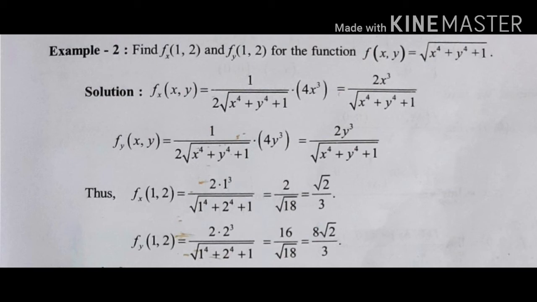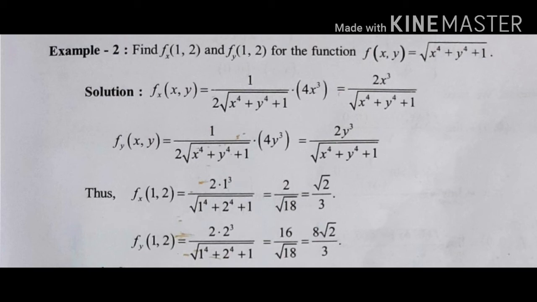So this function is of two variables x and y. First we have to find fx(x, y), and fx(x, y) is equal to what? Derivative of this function. So derivative of the function is 1 by 2 root over x to the power 4 plus y to the power 4 plus 1, into 4x cube. We arrange it: 2x cube by root over x to the power 4 plus y to the power 4 plus 1. And fy(x, y) is equal to what?